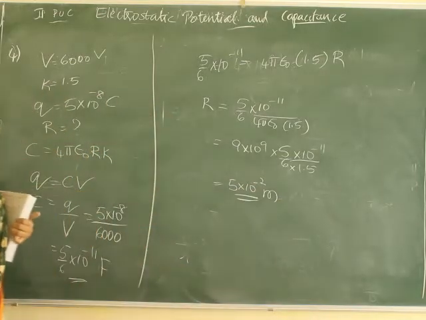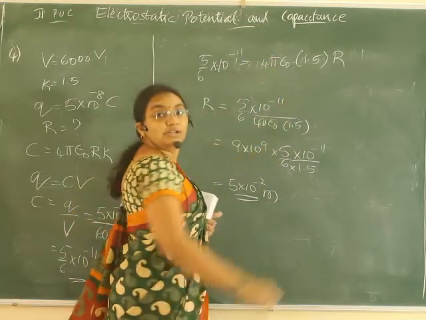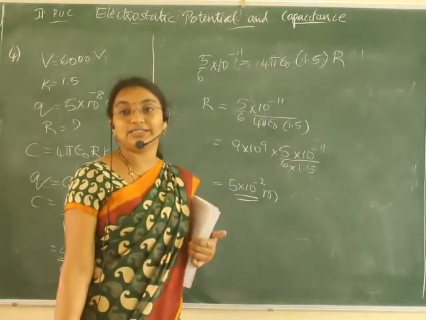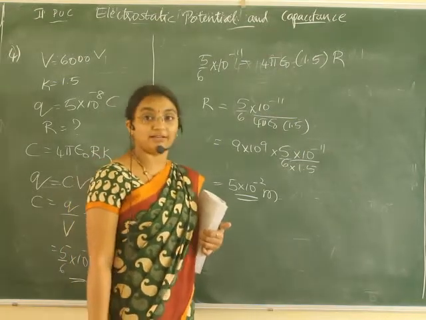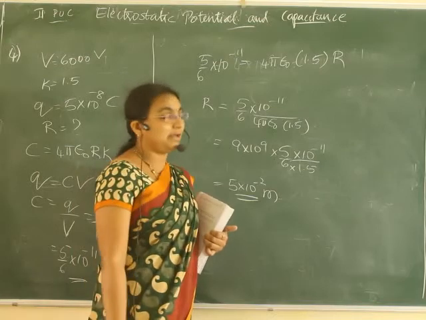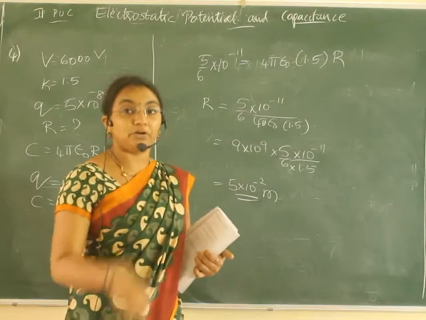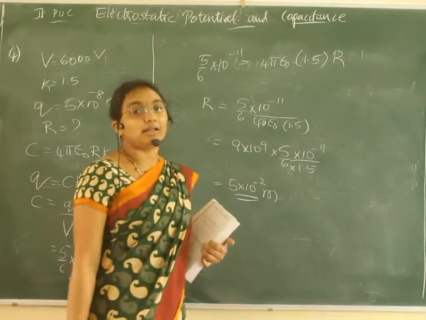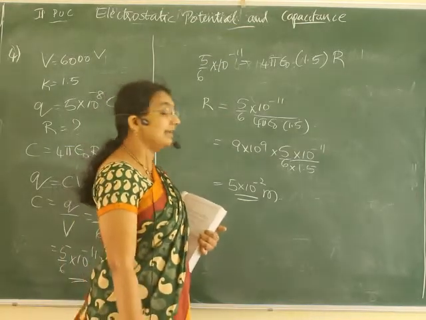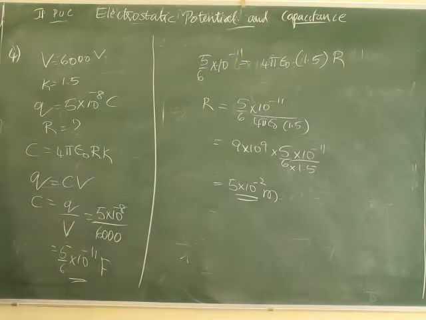Did you get the same? 5 into 10 to the power minus 2. What I have done here, you understood, no? Actually 1 by 4 pi epsilon naught is nothing but the value 9 into 10 to the power 9. You can use that, or else if you have a calculator, you can multiply 4 into 3.14 into 8.852 into 10 to the power minus 12. One answer you will get. Multiply directly, then you can calculate, or else you can calculate like this. Understood? Is it difficult? I don't think it is difficult, right? Okay, next. Question number 5.